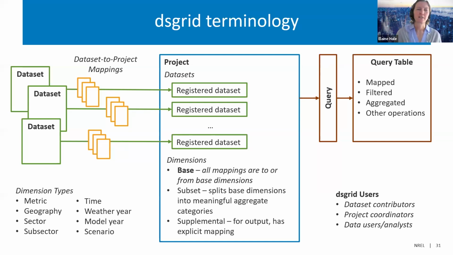And then if you want to use a data set in the project, you need to provide a mapping from however the data set is defined along those dimensions to the project's base dimensions. On the other side, we want to be able to produce results for a lot of different types of data users. And that's facilitated by what we call subset dimensions and supplemental dimensions that let you produce outputs at yet another set of resolutions that could be different from both how the data sets are defined and what the project-based dimensions are.